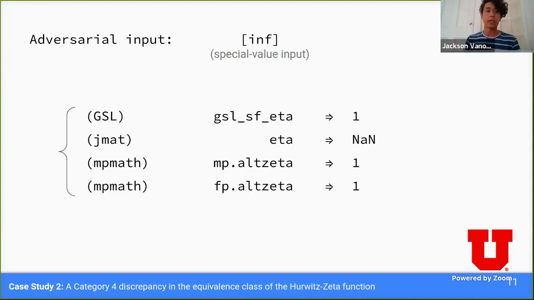The second one is a category 4 discrepancy for an equivalence class of the Hurwitz zeta function, and this is a special value input that prompted this, an infinity in particular. And we see that these libraries don't agree on the asymptotic behavior of this function. Combine that with the fact that JMAT supports limit evaluation elsewhere in the library for its special functions. This resulted in a report being filed, and we were able to suggest the proper behavior just by looking at the consensus in this equivalence class.